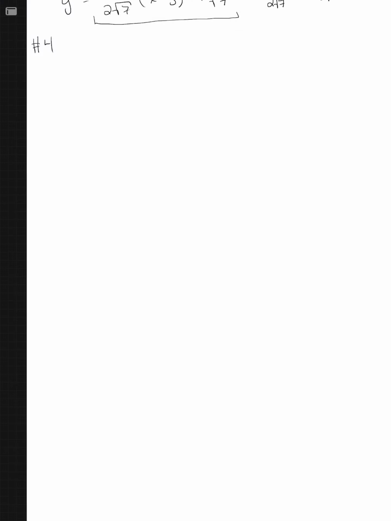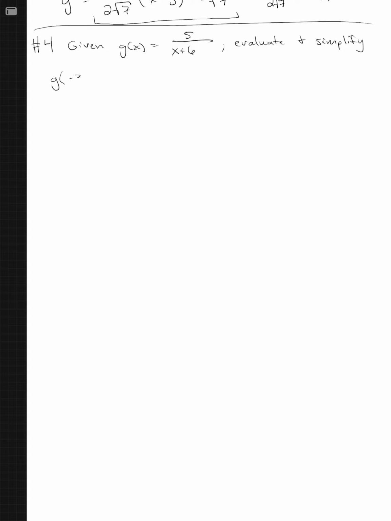Alrighty. So, next up we had a question about number 4. I'm just going to check. Okay, good. Given g of x equals 5 over x plus 6, evaluate and simplify g of negative 3 plus h minus g of negative 3 all over h.